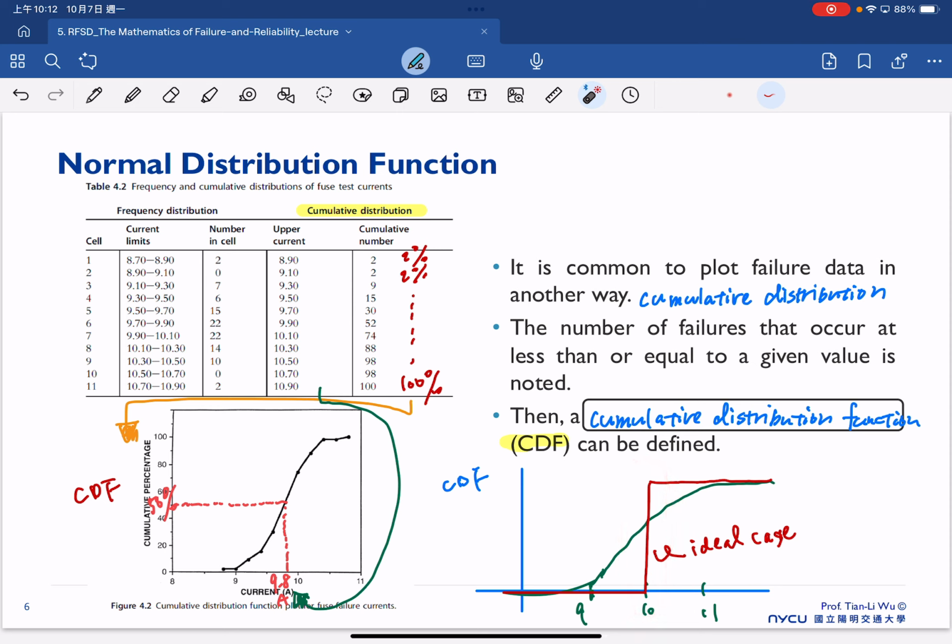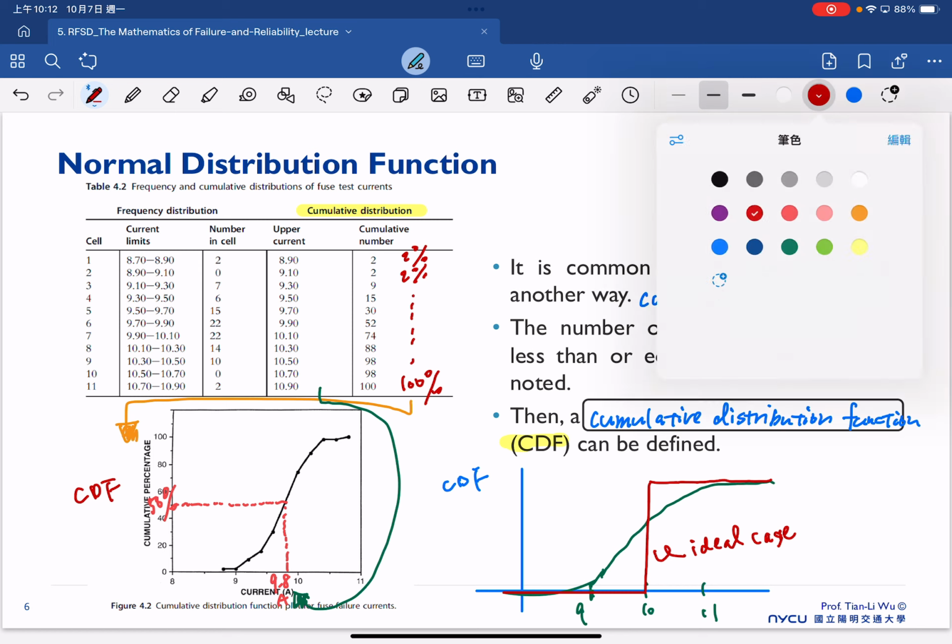On the other hand, if we have a curve like this one, that means our product has very poor uniformity, because you have a very wide spread of your failure current. You have a failure current at 9 amp, you have a failure current at 11 amp. So this is not something we want to have. This wide distribution of the failure current suggests poor uniformity.